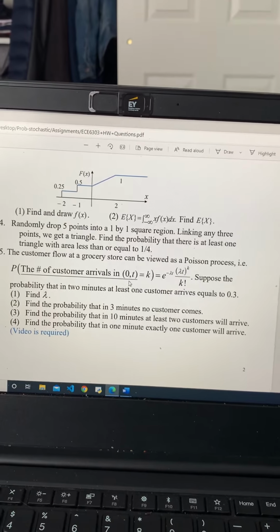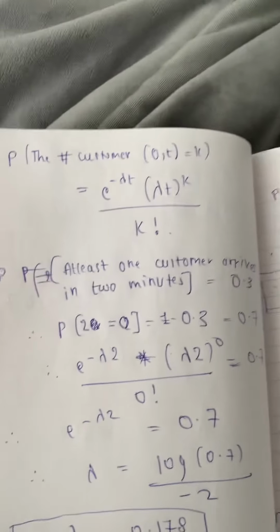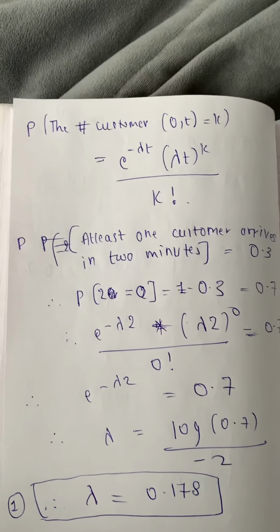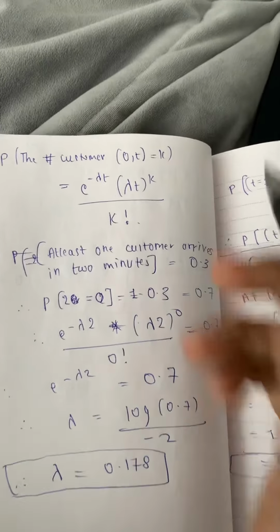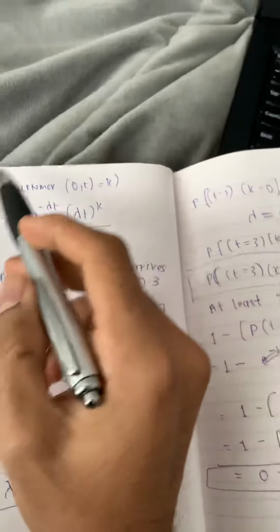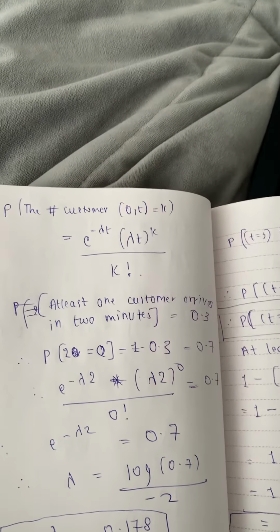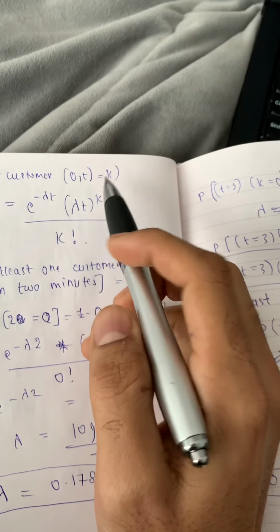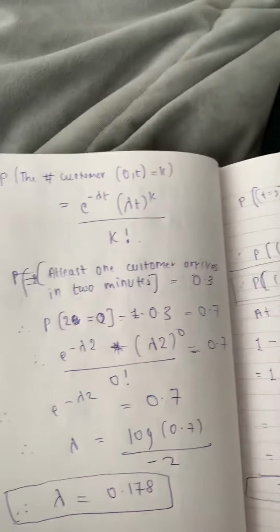So let's start solving this question. Basically, we are given the probability of a customer arriving in a time interval, so let's start with what we know. The probability of k customers in time interval 0 to t is given by e raised to minus t lambda into (lambda t) raised to k upon k factorial.